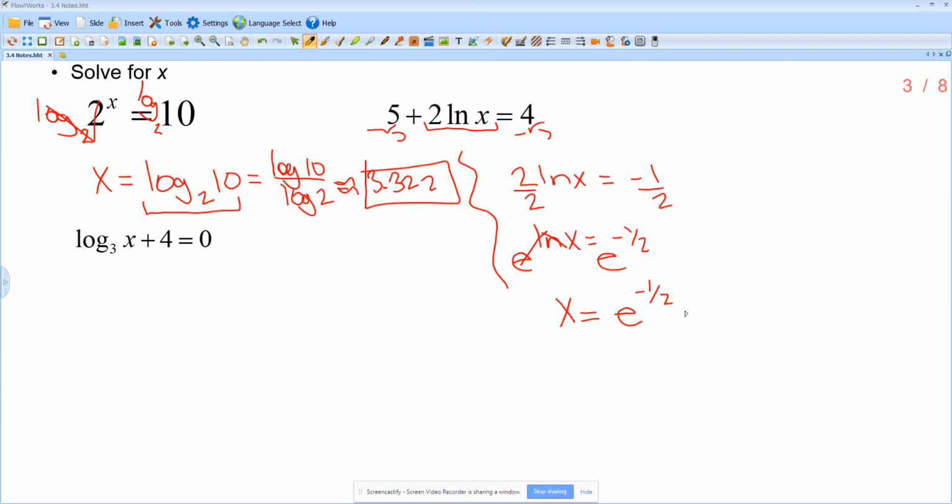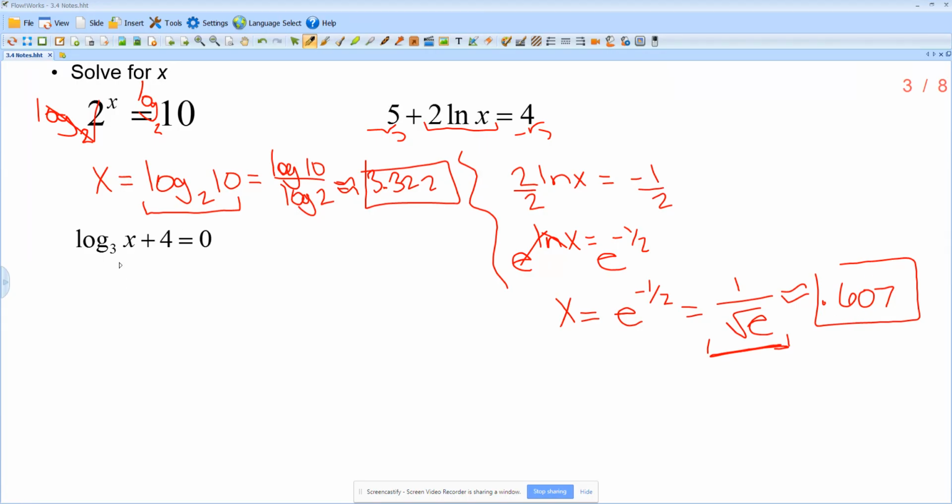E to the -1/2 is the same thing as 1 over the square root of e. Remember that the negative creates this fraction, and the 1/2 power means the square root. And if you went to a calculator, this is approximately 0.607. Again, this would be the exact. This would be my approximation.